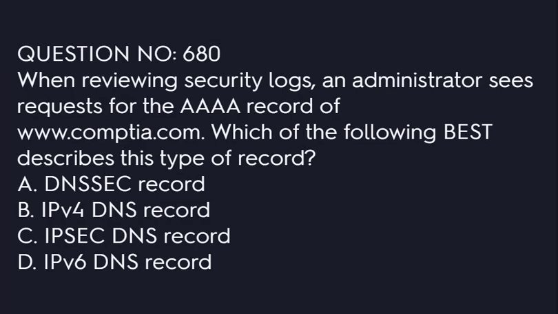Question number 680. When reviewing security logs, an administrator sees requests for the AAAA record of www.comsha.com. Which of the following best describes this type of record? A. DNSSEC record. B. IPv4 DNS record. C. IPsec DNS record. D. IPv6 DNS record. Answer: D.